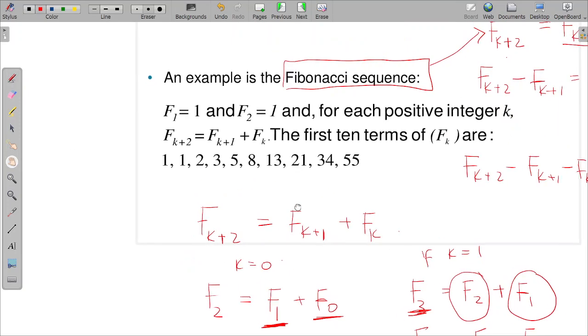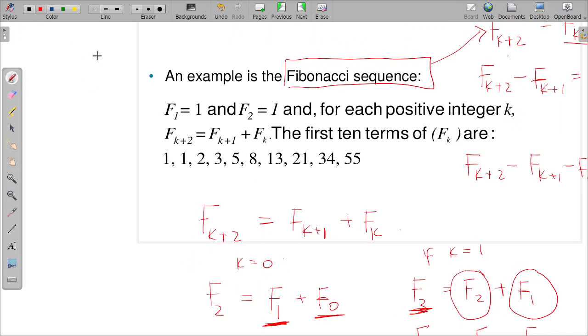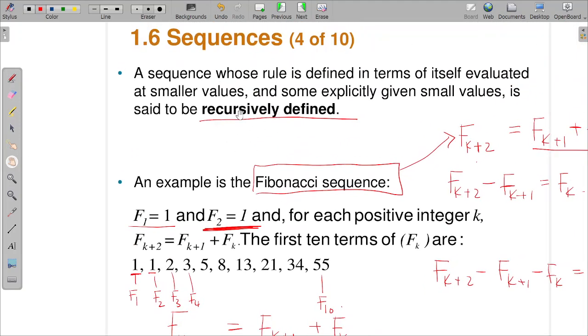In this case, if you are given f1 equals 1 and f2 equals 1, we get this term: this is f1, this is f2, this is f3, this is f4, and like that up to f10. So that is the first 10 terms of this Fibonacci sequence. Don't forget this type of sequence is called a recursively defined sequence.